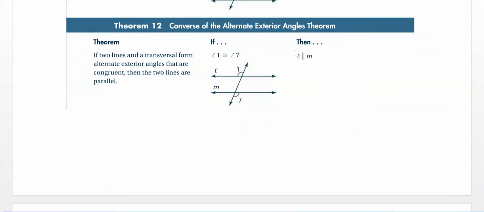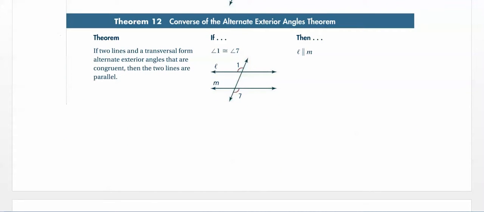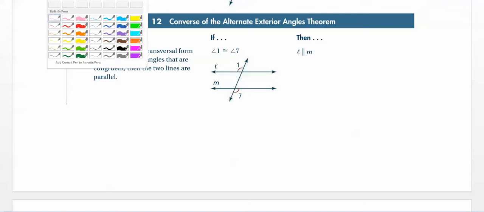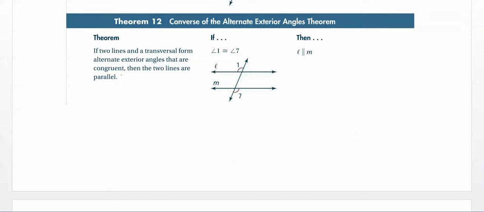Actually, I'm going to come back to that one. This is the bottom one. This one is the converse of the alternate exterior angles theorem. So we have pretty much the same idea. If we have alternate exterior angles that are congruent, then we have parallel lines. So if angle 1 and angle 7 are congruent, then L and M are parallel.